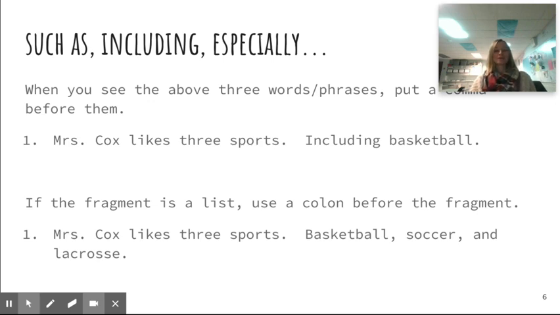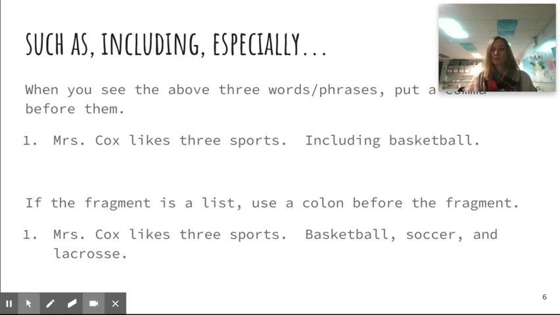However, if the fragment is a list, you can put a colon before the fragment. Mrs. Cox likes three sports, colon, basketball, soccer, and lacrosse. I need lowercase basketball because basketball, soccer, and lacrosse is not a complete thought. It's a fragment. However, could you use such as, including, especially there and not use a colon? I can't mark you wrong if that's correct. So Mrs. Cox likes three sports, comma, including basketball, soccer, and lacrosse. You could do that as well. Or especially basketball, soccer, and lacrosse.